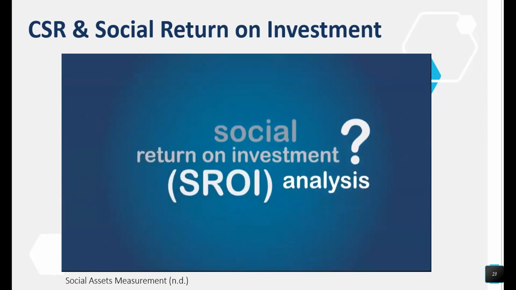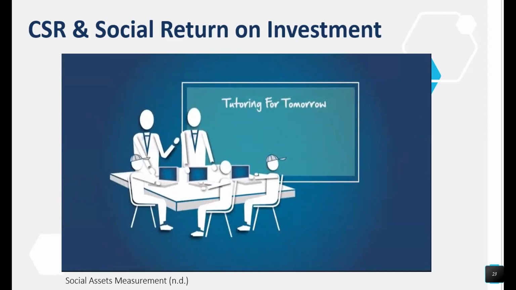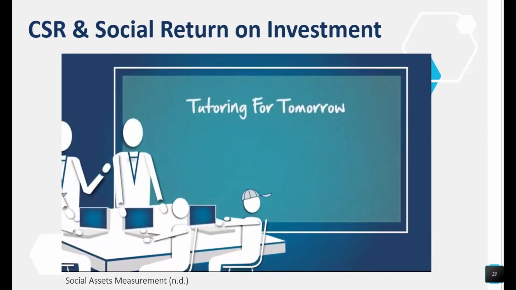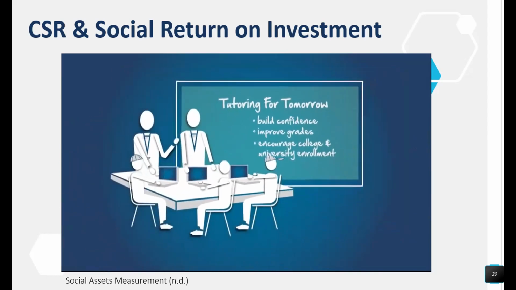To explain how an organization could measure their impact, let's look at Tutoring for Tomorrow, an after-school program for at-risk youth, and discuss the process it might go through to develop a social return on investment, or SROI analysis. The organization knows its goals are to provide students with support to build confidence, improve grades, and encourage their enrollment in college or university, but does not know whether these goals are achieved.